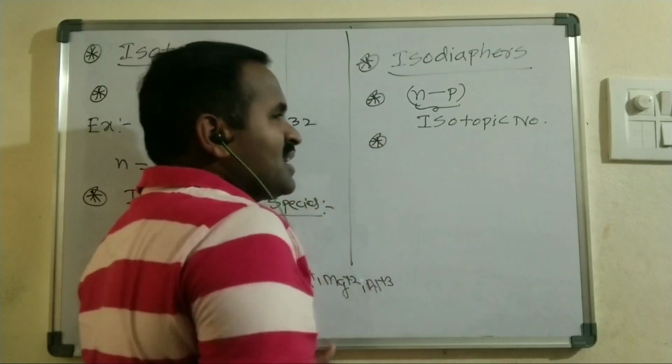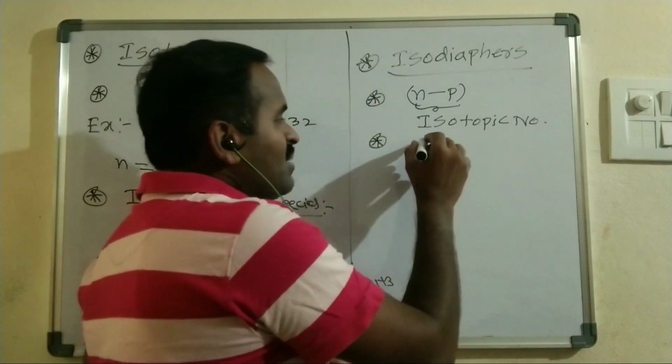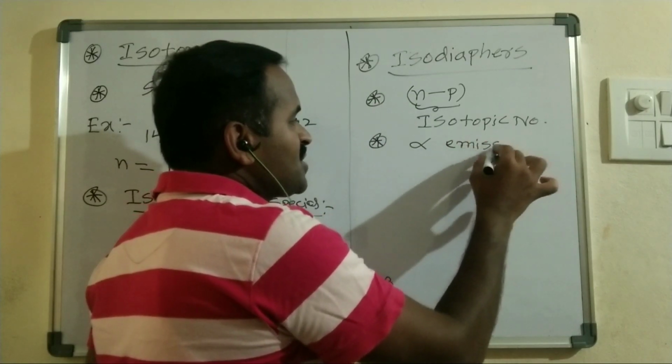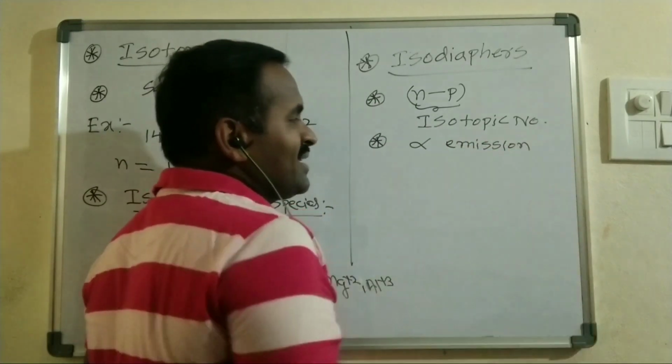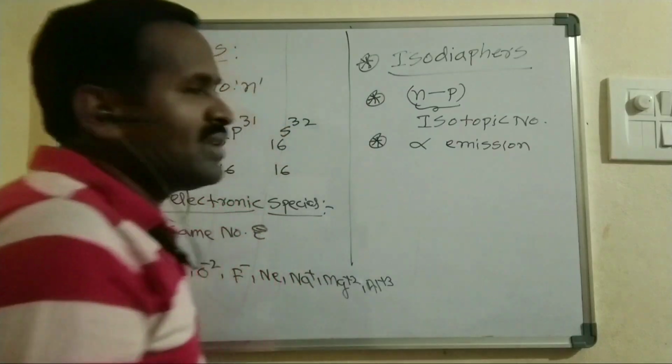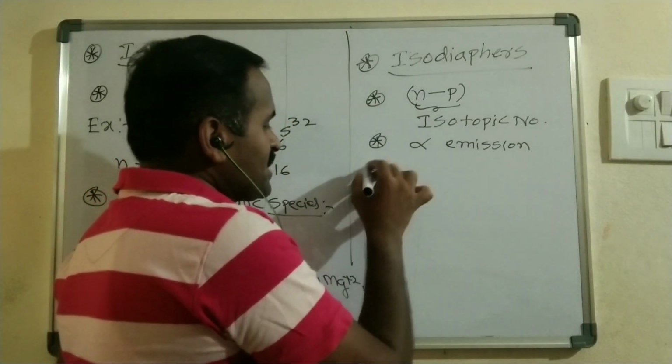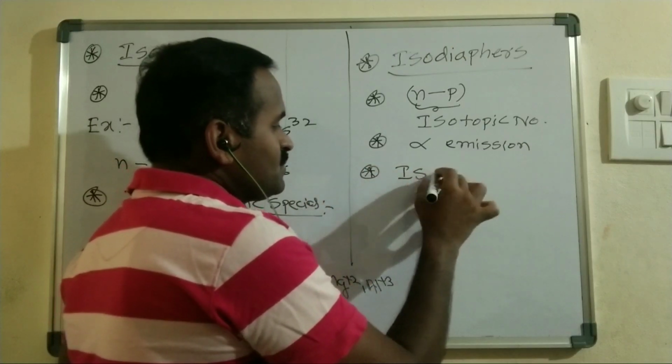Generally, these isodiaphers are formed due to alpha emission. Whenever alpha emission takes place for a given nuclide, isodiaphers are generally formed. Okay, and the next one is isosters.